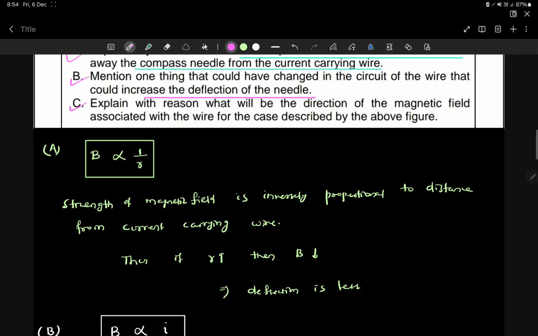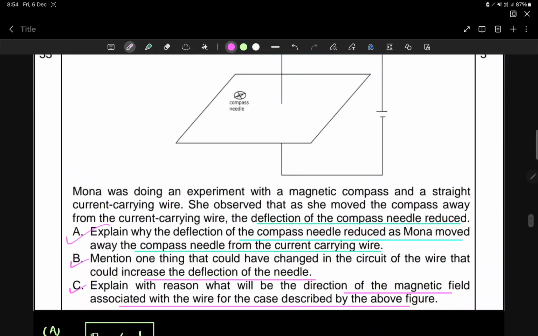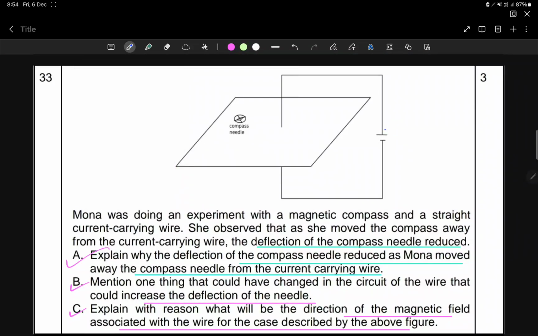Next in bit C, it is asking, explain with reason what will be the direction of the magnetic field associated with the wire for the case described by the above figure. So you have to judge the direction of magnetic field. Now see this figure properly. In this figure, the big bar represents the positive terminal and this is the negative terminal. So what is the direction of current? The conventional direction of current is from positive to negative terminal. So this is the direction of current in the wire. If you observe, you can see the direction of current in the wire is downward.